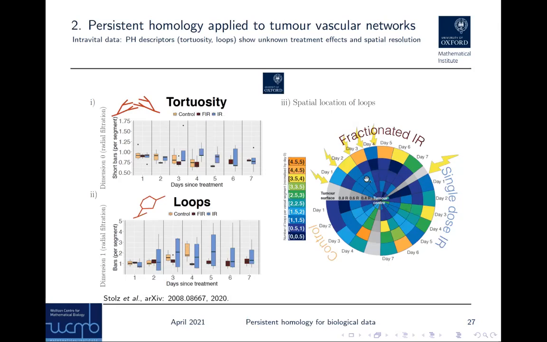And again, spatially resolved, you can see that fractionated dose irradiation really stabilizes underneath the outer shell of the tumor, and single dose irradiation leads to an increased number of loops almost everywhere apart from in the core.